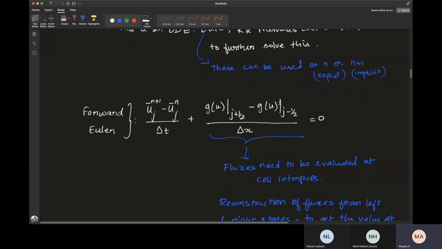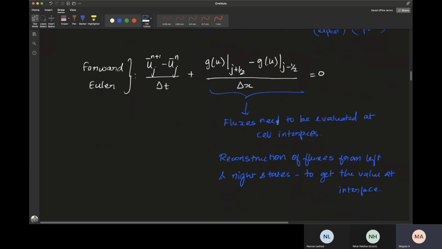Suppose we had known what u bar will be at the interface, then we could have evaluated this g of u bar from that value, because we already know what g of u will be from our governing equation itself. So from that form of g of u, we can obviously evaluate the value of g of u bar at the interface. But now, since we are only storing the value of u bar at the cell centers and not at the interfaces, we need to somehow find some way to evaluate these fluxes at the interfaces.